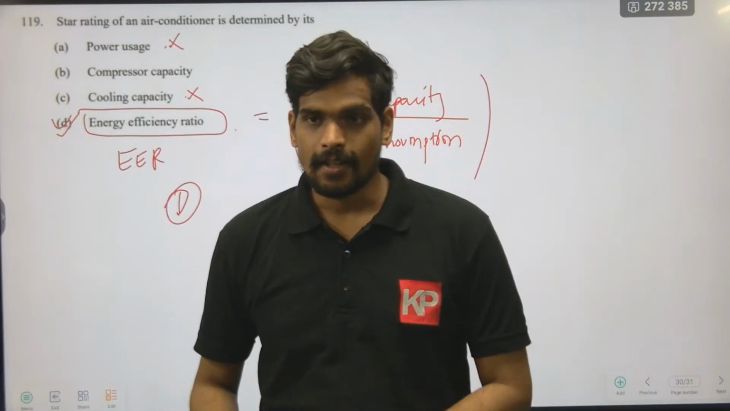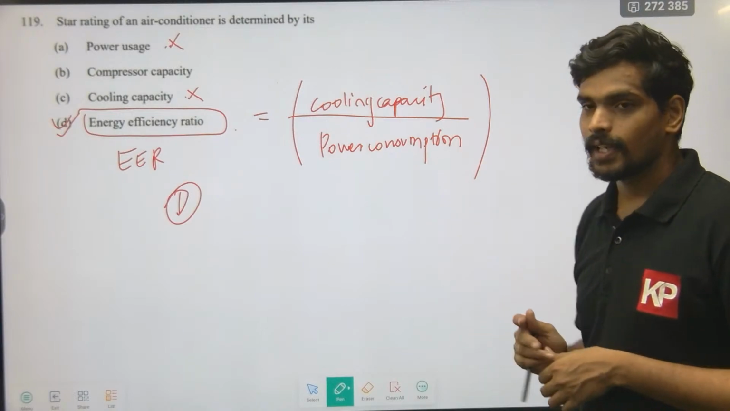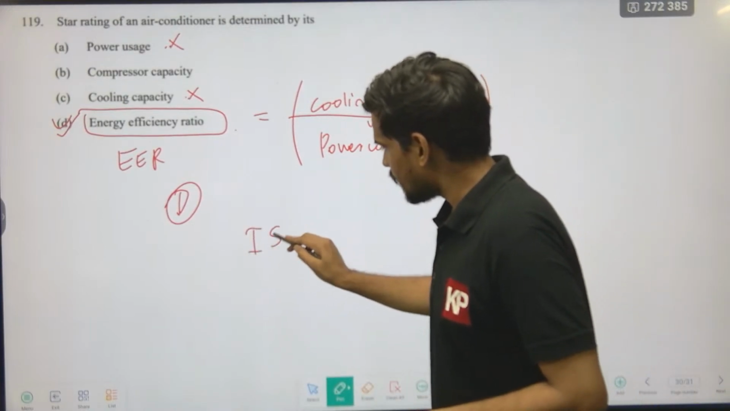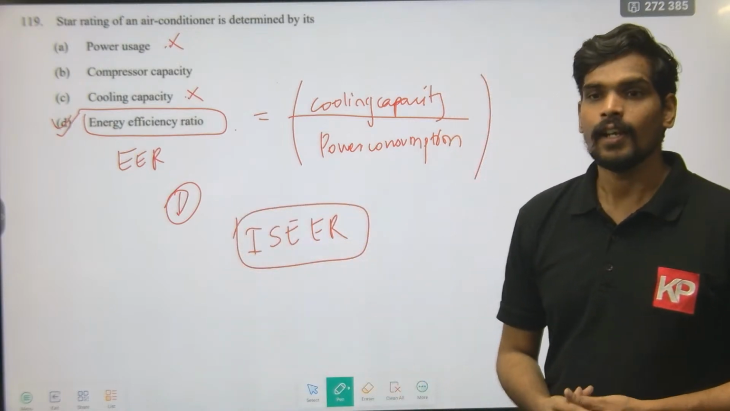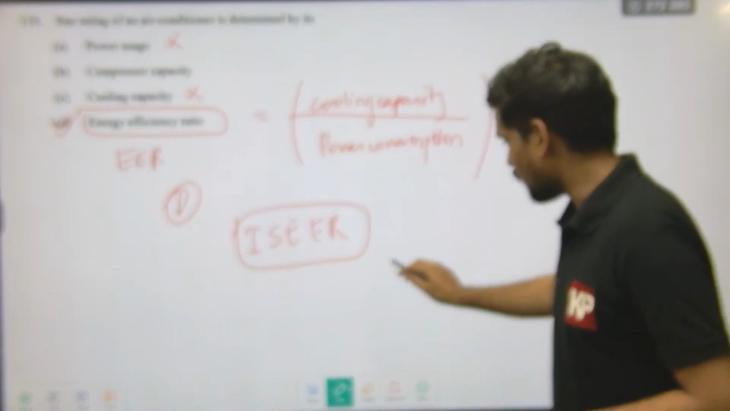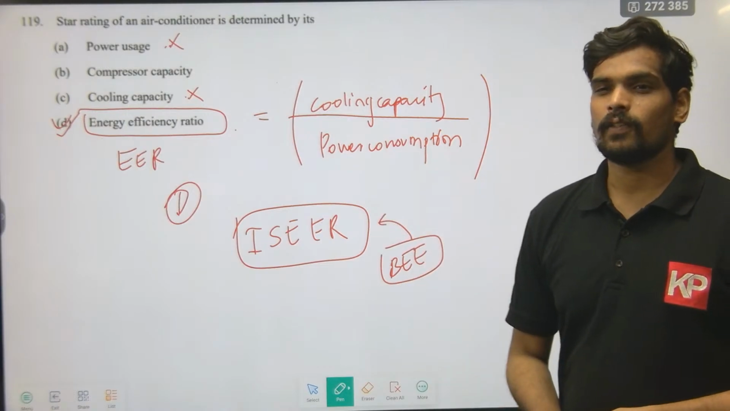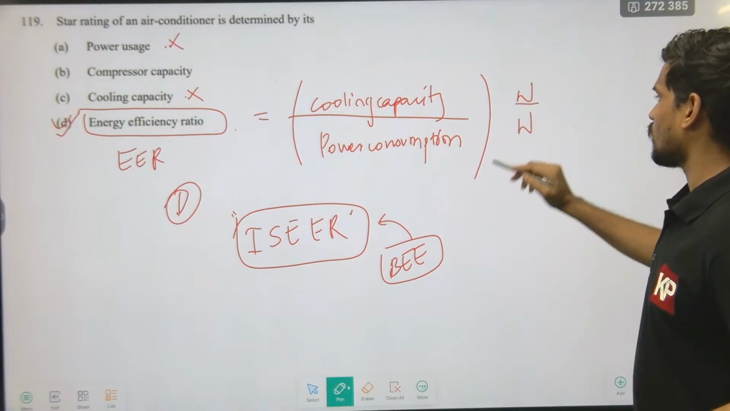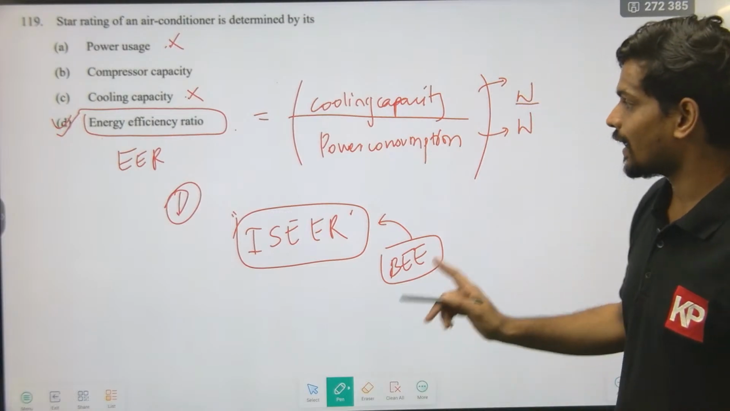In the United States, generally the practice is that cooling capacity is taken in BTU per hour and power consumption is taken in watts. But in India, the Bureau of Energy Efficiency uses the Indian Seasonal Energy Efficiency Ratio. So you can remember the full form of this abbreviation. What is ISEER? Indian Seasonal Energy Efficiency Ratio, which is used by the Bureau of Energy Efficiency, that is BEE, to give star ratings of electrical appliances. This ISEER is a watt upon watt ratio. Cooling capacity also is taken in watts, power consumption also is taken in watts in ISEER generally.